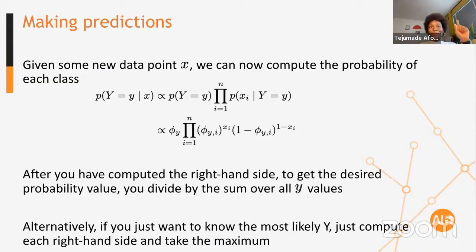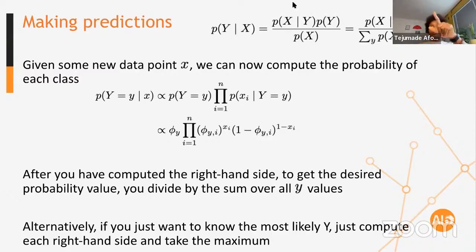So after you have computed the right hand side to get the desired probability, you can also just divide it by the evidence. You remember this thing that I told you to pause on for now. So it's just the sum over all of the Y values to get a complete probability. But if you just want to see if something is spam or not spam, you can simply look at the maximum between the two.